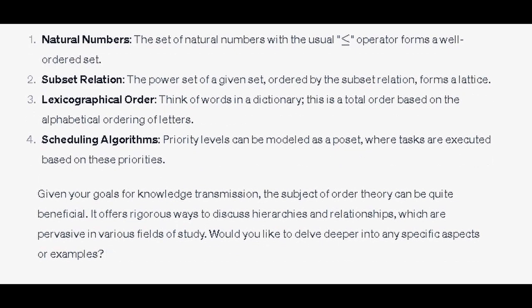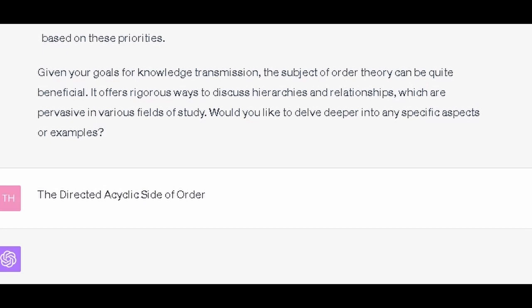Antisymmetric, imagine two people pointing at each other and saying, "We're equal." In our gemstone world, if two are related in such a way, they're actually the same gem. Transitive, this is like the friend of a friend principle. If one gemstone is related to a second, and that second one is related to a third, the first and third are connected as well.